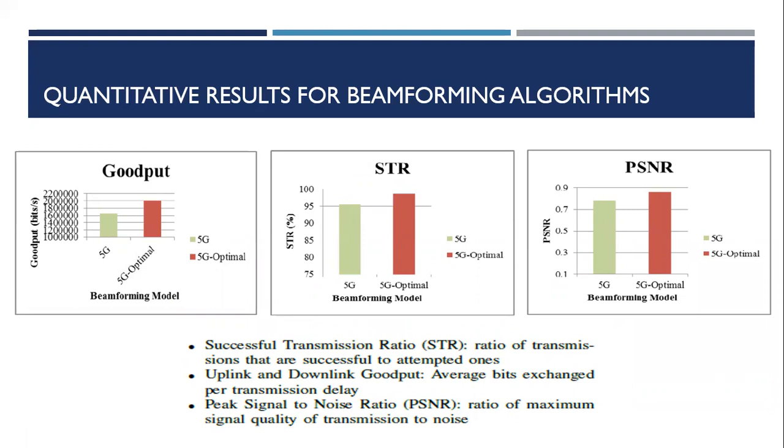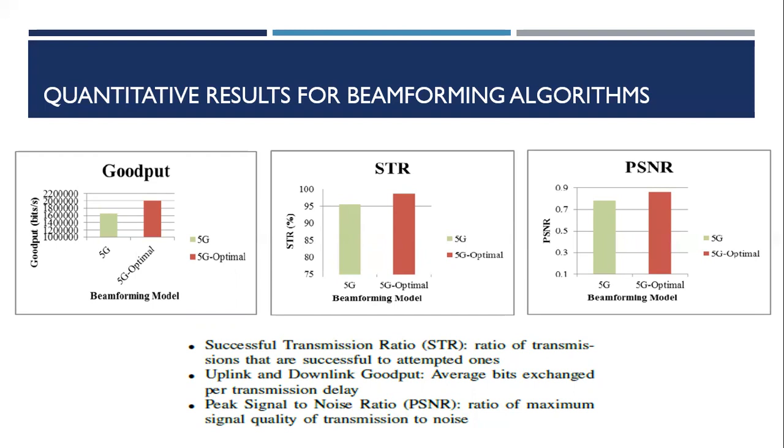Since 5G optimal used optimal beamforming compared to the 5G, it can be seen that STR, which is the successful transmission ratio, is greater for the 5G optimal. This is basically the ratio of successful transmitted data compared to the attempted ones. Similarly, the uplink and downlink output is also good, meaning the average bit exchange per transmission delay is good for the 5G optimal. And PSNR, or the peak signal to noise ratio, is also good for the 5G optimal, or the ratio of the maximum signal quality of the transmission to noise is more robust for the 5G optimal.